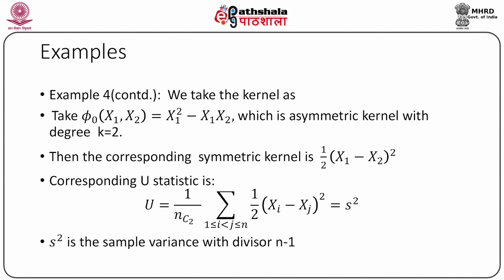But such a kernel is not symmetric, as we have seen in our earlier examples. Therefore, we symmetrize it by taking the average. Now, x1, x2 has two possible orderings, that is x1, x2 and x2, x1. For each ordering, we calculate phi and their average will be a symmetric kernel. The average comes out as half x1 minus x2 whole square, and after a tremendous simplification, the U statistic reduces to s square, the usual unbiased estimator of variance.